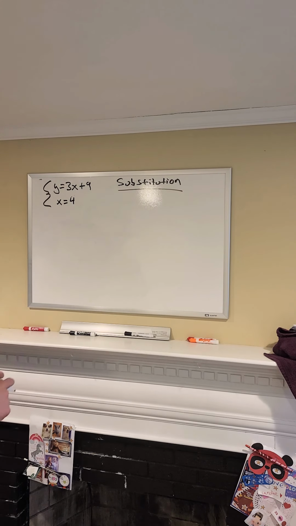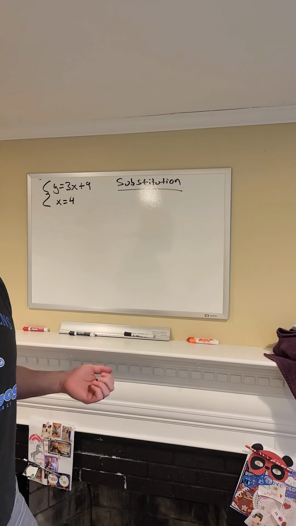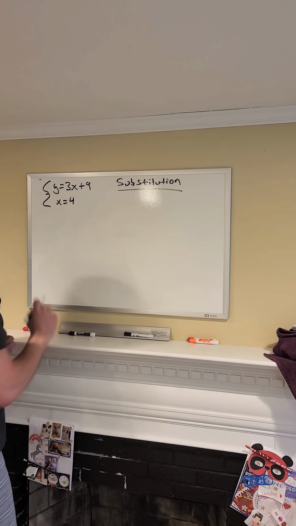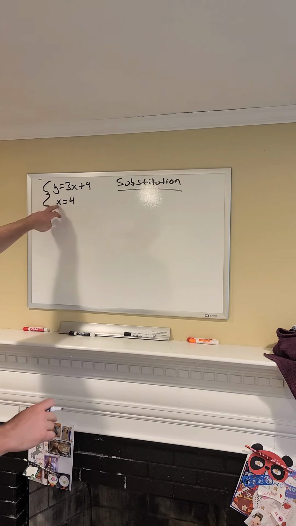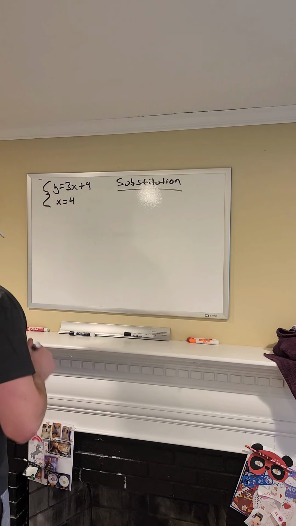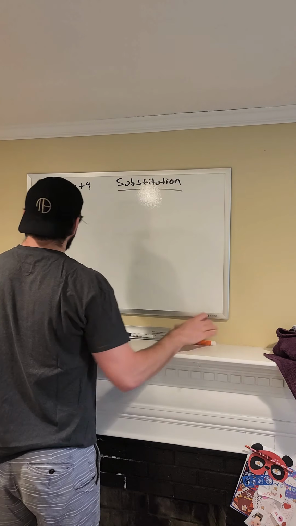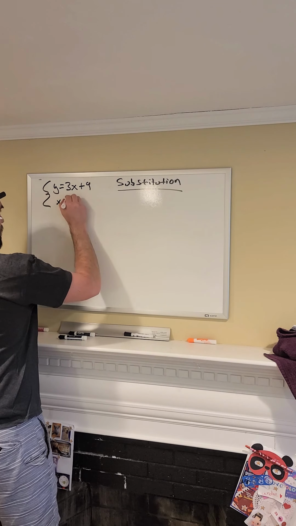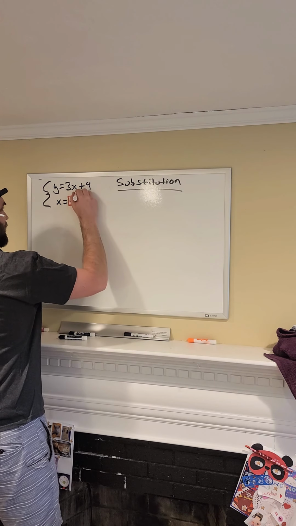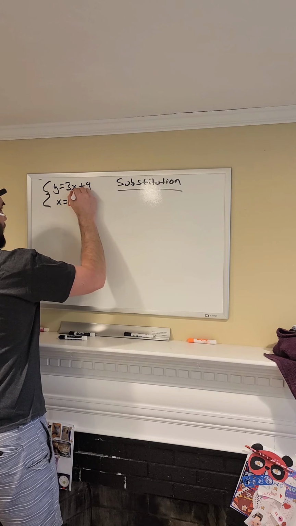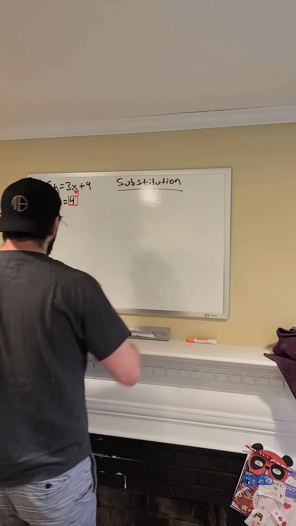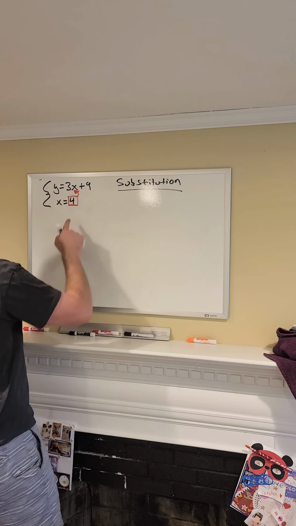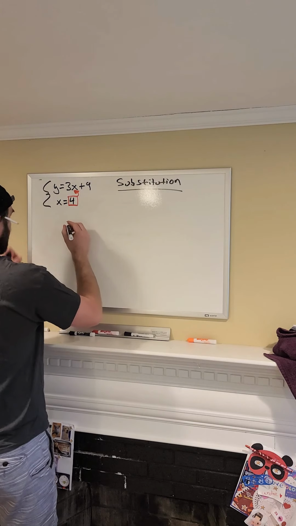So, again, we have it set up in a way that I can do the substitution right away. I don't have to change anything around over here. I already have an x equals a number. So I take that number again, that 4, and I plug that right in for the x, okay? Once I do that, I keep everything else in that equation the same. I don't change anything else. I just put that 4 in for that x.